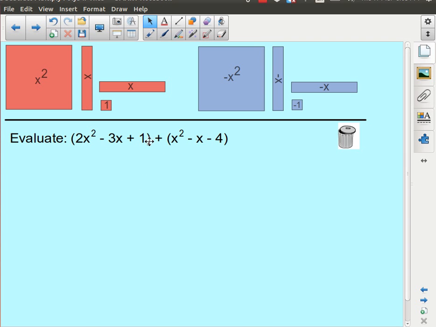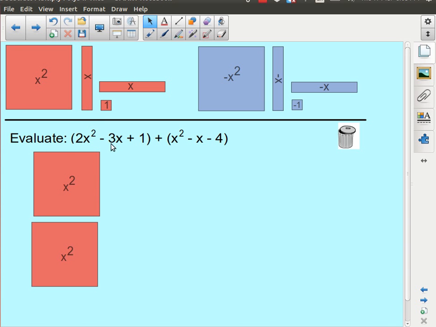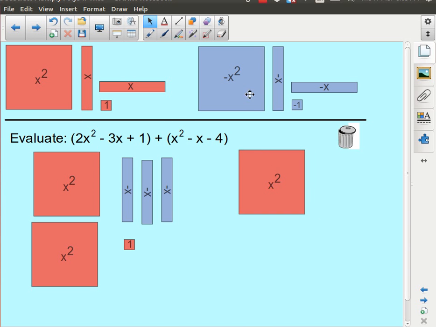2x squared is in one of my brackets, so I bring down 2x squareds. Negative 3x. So when I'm doing these ones, I'm just adding, subtracting. It doesn't actually matter which shape you take, so I'm just going to take 3 of those. And positive 1, or plus 1. And then I'm adding to that, and I'm going to treat each bracket separately. So I'm adding to that an x squared minus x minus 4.